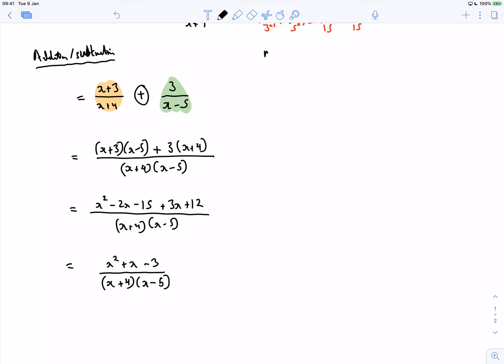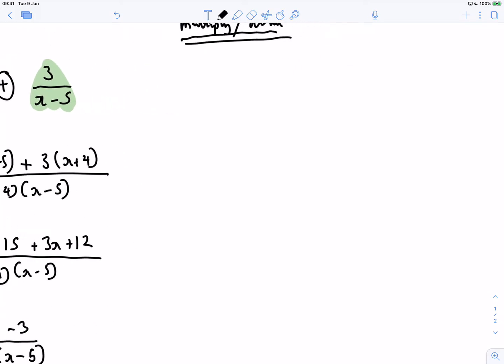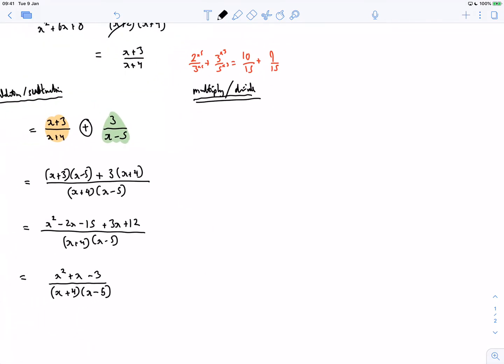Multiplying and dividing fractions, it's exactly the same. If I wanted to multiply or divide algebraic fractions, it's exactly the same as how you were doing it at GCSE. Let's say I wanted to do x plus 3 over x plus 4, and now I wanted to multiply that by 3 over x minus 5. Same deal. Top times the top, so that's 3 lots of x plus 3, all over bottom times bottom, which is x plus 4 times x minus 5. That's it, done. Not a problem.